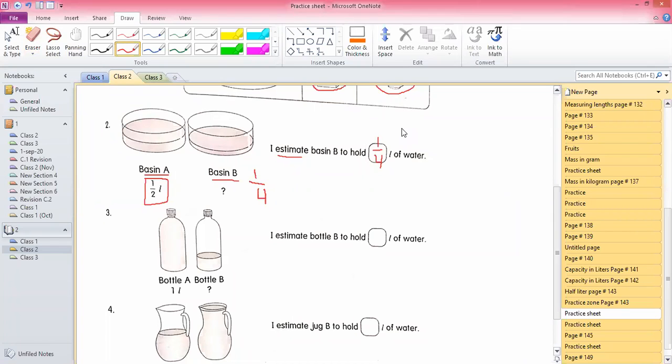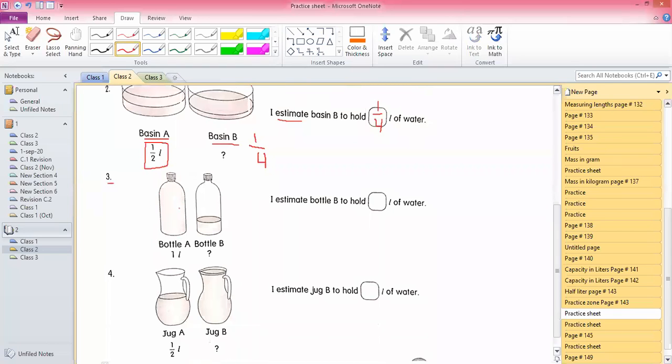Very good by the students as well. Do you understand, guys? Yes, sir. That's very good. I hope you can do better in question number 3.